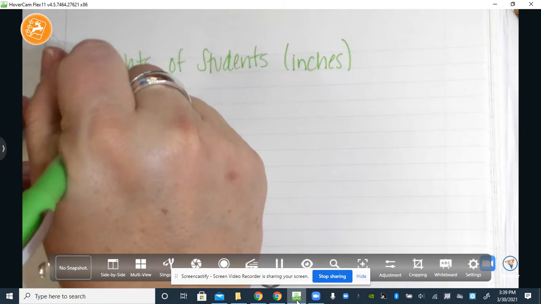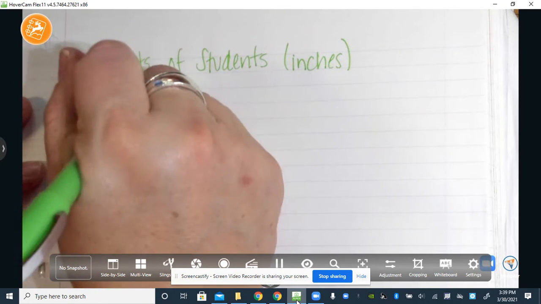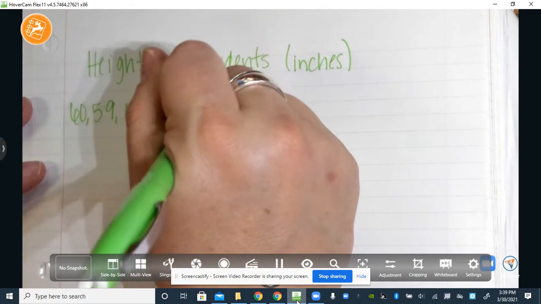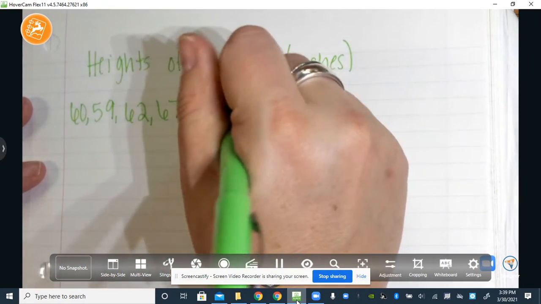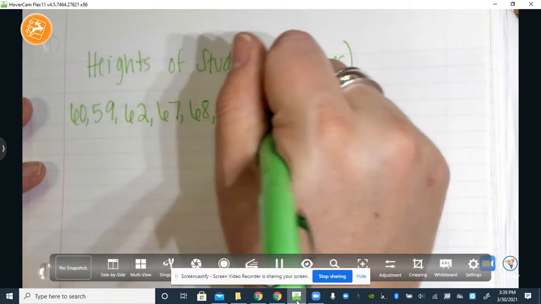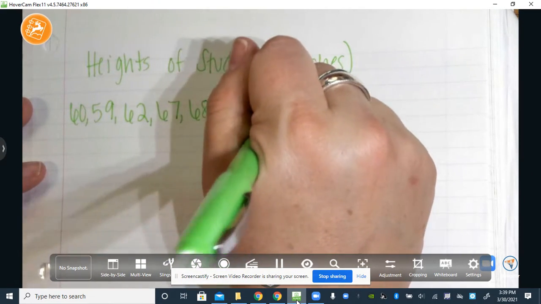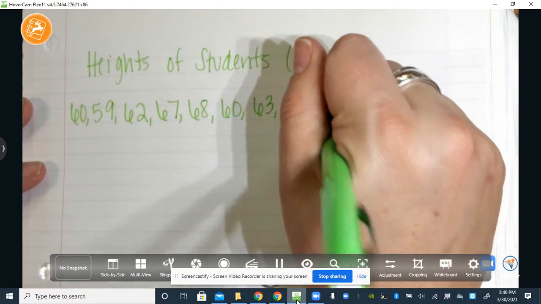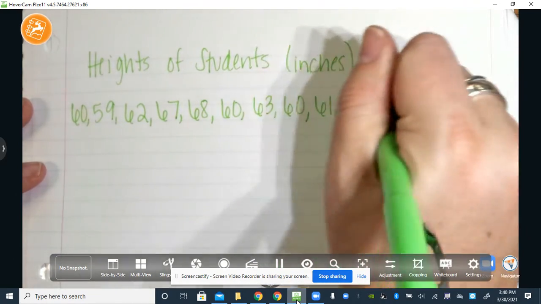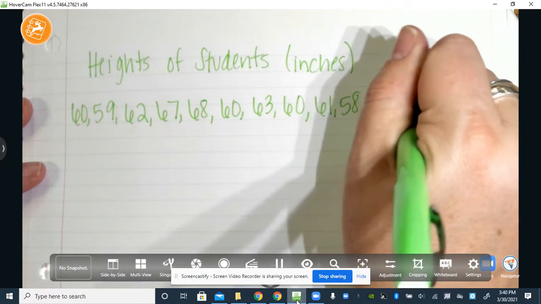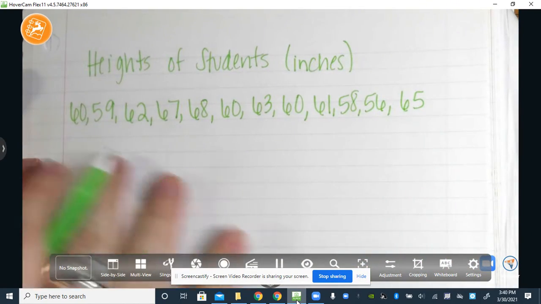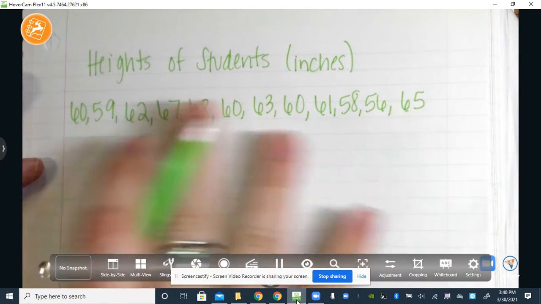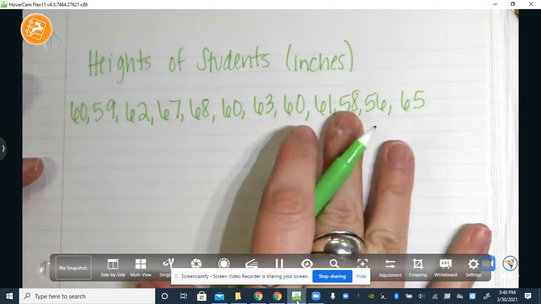So we had 60, 59, 62, 67, 68, 60, 63, another 60, 61, 58, 56, 65. So this is numeric data. Here's our data that we've collected for the heights of the students, and we're going to create a dot plot from it.